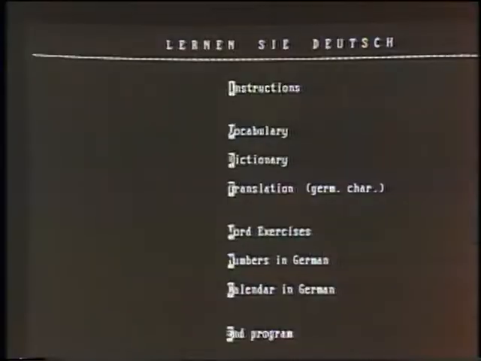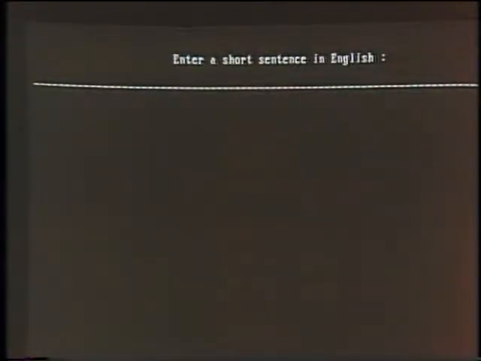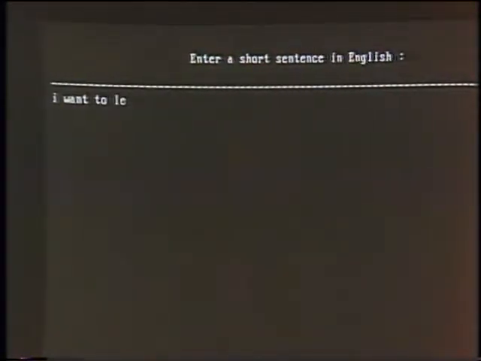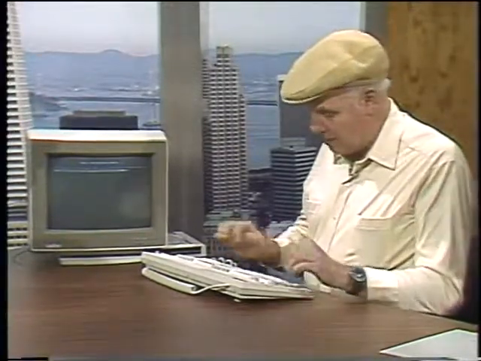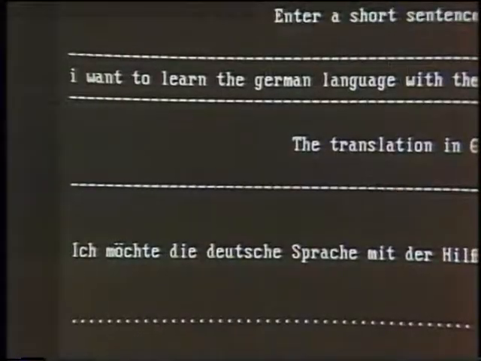Want to show this now? I'll give you an example. We are now in the menu, so we hit the T key twice and we enter, let's say, I want to learn the German language with the help of my computer. Correct me if I misspelled it. There's a space missing there. It goes very fast. Could you read it to us in German?